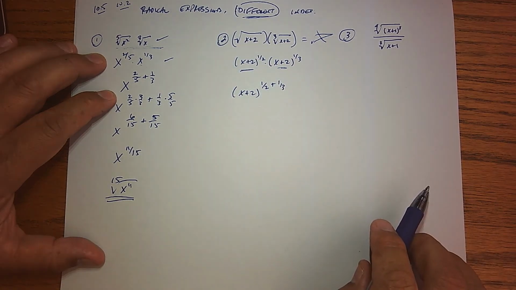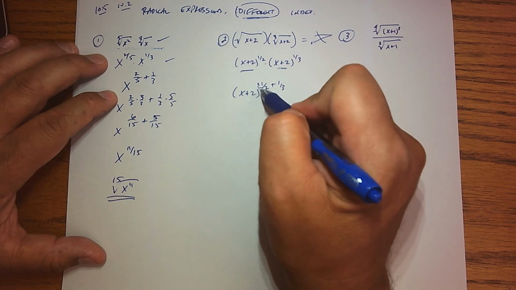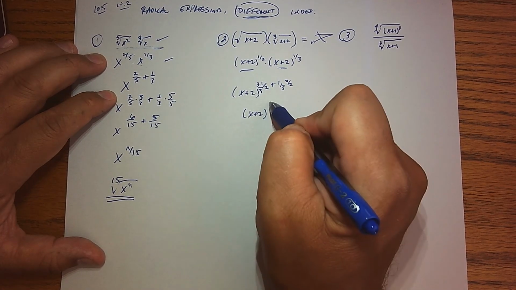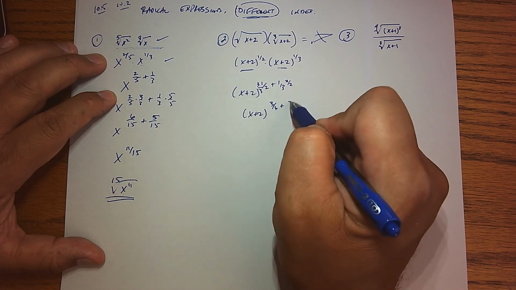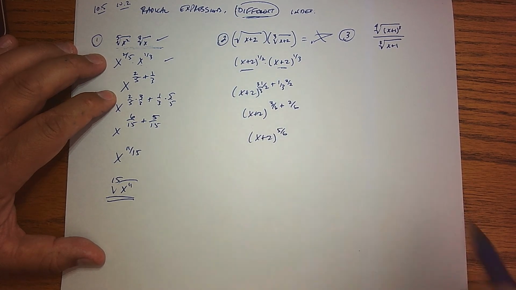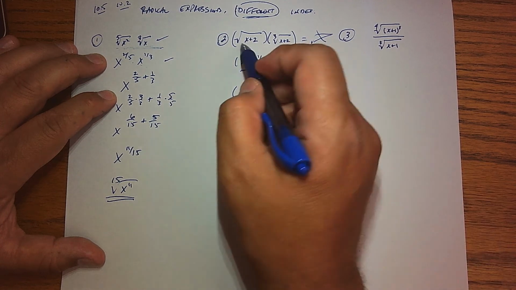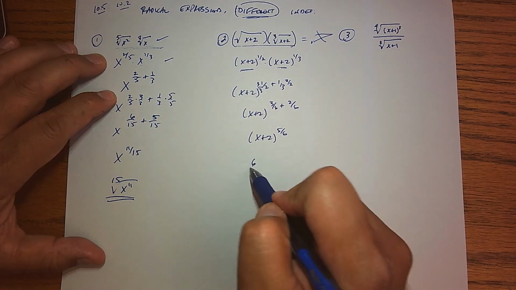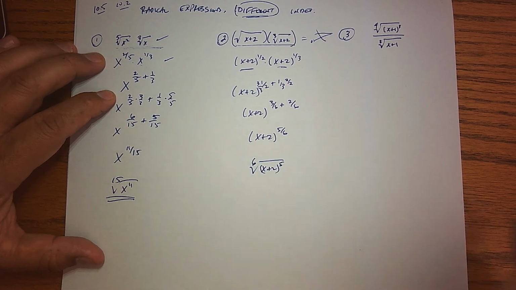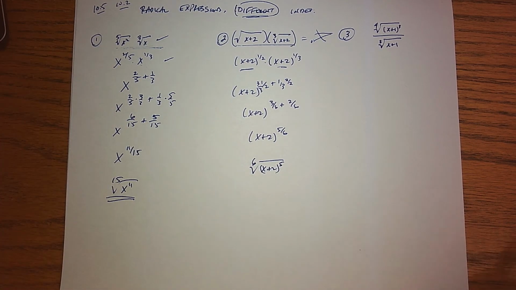So we're going to keep that base, and we're going to add my exponents. So again, in order to add fractions, we need a common denominator. So 3 over 3 and 2 over 2 will work. And we get 3/6 plus 2/6, and that all combines up to 5/6. Again, following the rule, we started with radicals, so I should end with them. So this basically becomes the 6th root of x plus 2 to the 5th power.